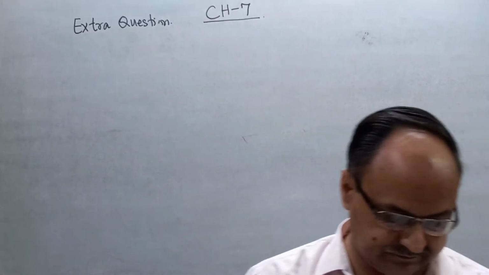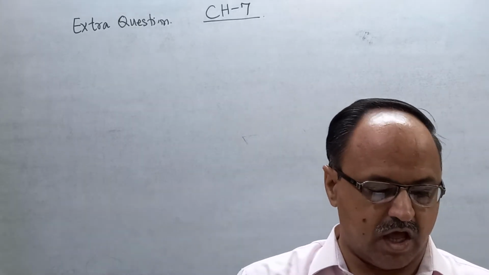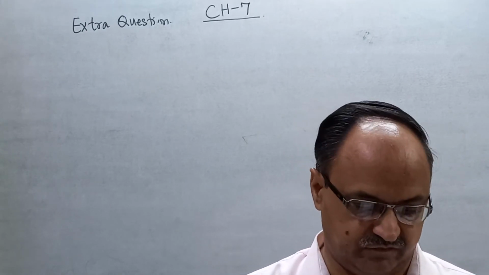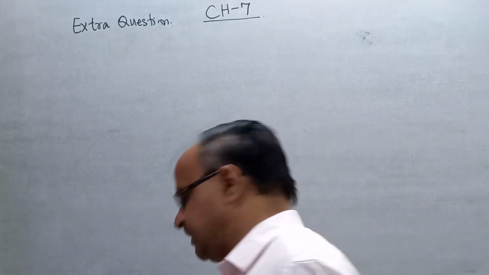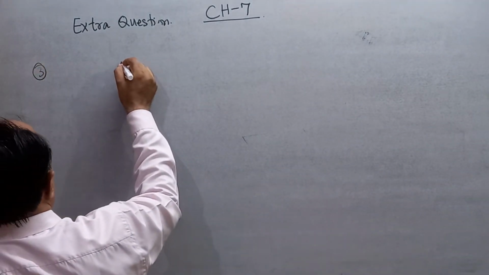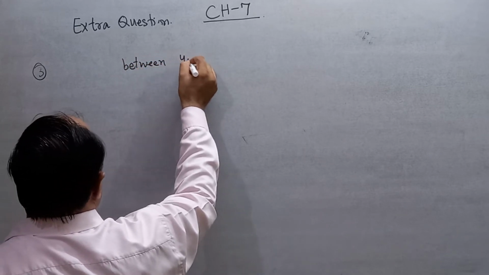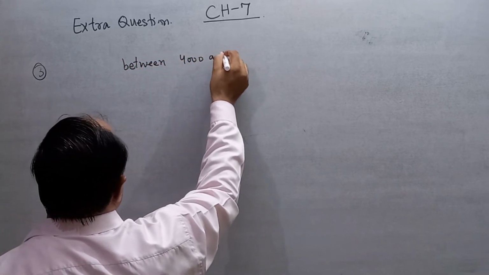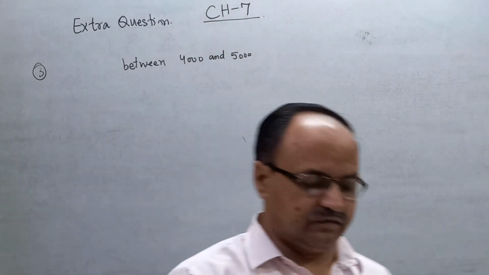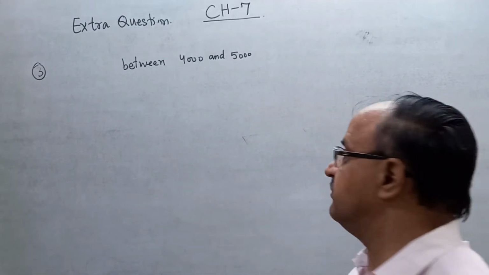The next, question number three: how many numbers divisible by 5 lying between 4,000 and 5,000? Third question. Lying between 4,000 and 5,000, how many numbers divisible by 5? Divisible by 5, this is the condition.